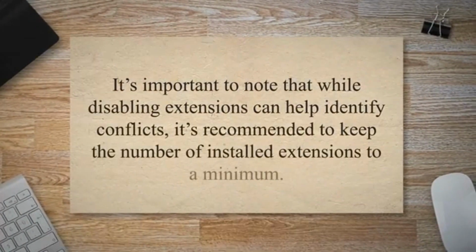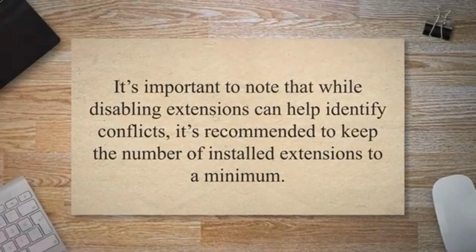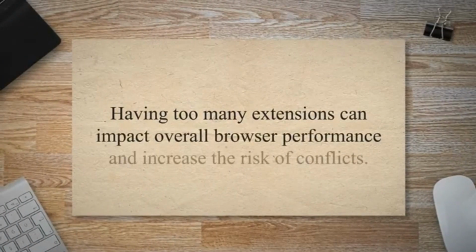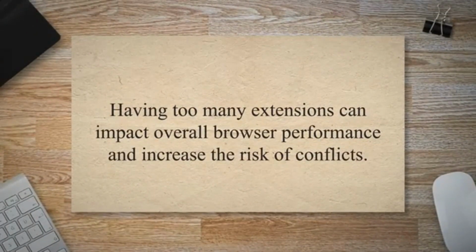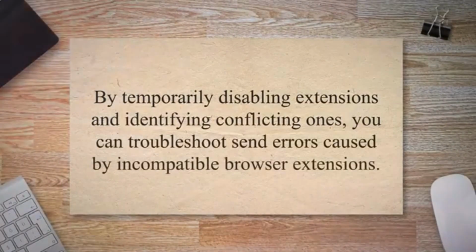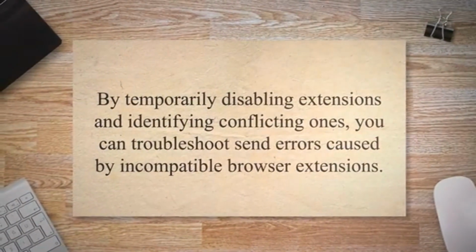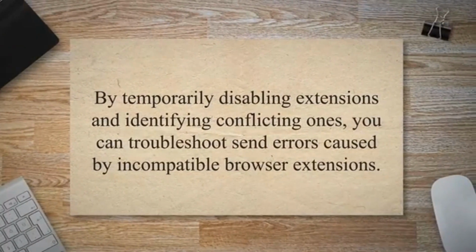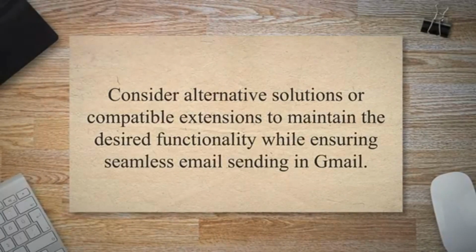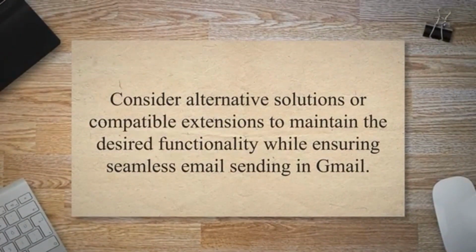It's important to note that while disabling extensions can help identify conflicts, it's recommended to keep the number of installed extensions to a minimum. Having too many extensions can impact overall browser performance and increase the risk of conflicts. By temporarily disabling extensions and identifying conflicting ones, you can troubleshoot send errors caused by incompatible browser extensions. Consider alternative solutions or compatible extensions to maintain the desired functionality while ensuring seamless email sending in Gmail.